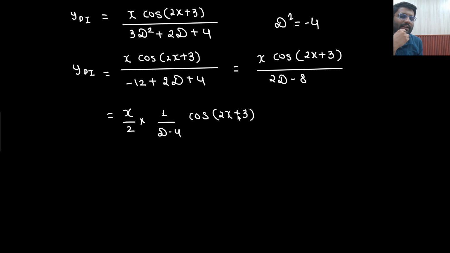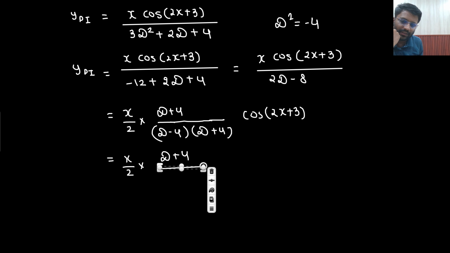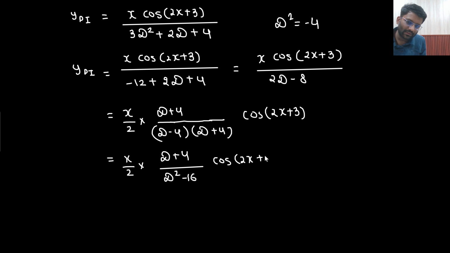Now I know one thing that, sir, I cannot do anything with d. That means I will have to multiply. On the upper side, I will have to multiply with d plus 4. In the downward side as well, I will have to multiply with d plus 4. Now this is x by 2. Upper side it is d plus 4. Downward side it will become d square minus 16, cos of 2x plus 3.